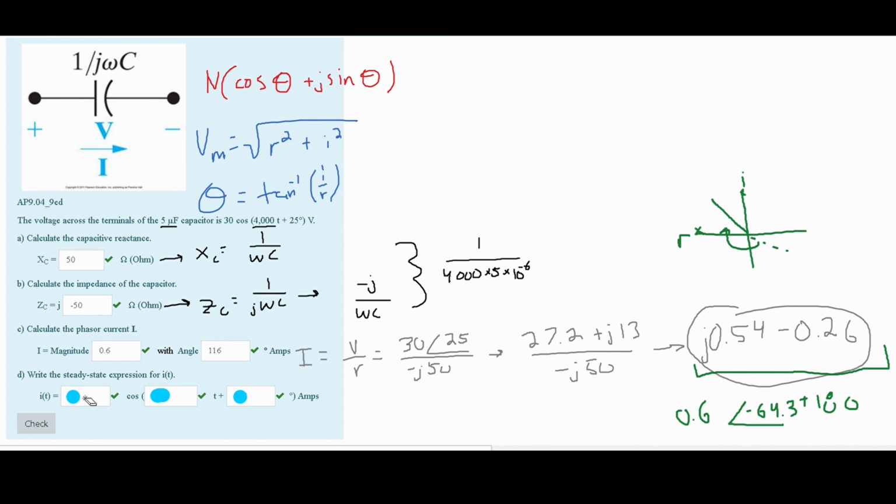Now, to write the steady state expression, we know that our omega is going to stay the same throughout. So our omega is going to be the same here. Now, we found the magnitude for our I, it's 0.6. This is just going to go in this equation right here. And we know that our angle is also 116. So we'll plug this in here. And that is how we would write our steady state expression. And that is also how you would go about solving this entire problem.